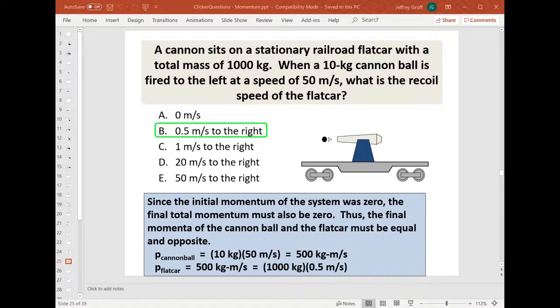The energy that's created in this system is not distributed equally between these two objects. Most of the energy is imparted on the cannonball. All right, a very clear example of the fact that energy and momentum are not the same thing. They're definitely not the same thing.